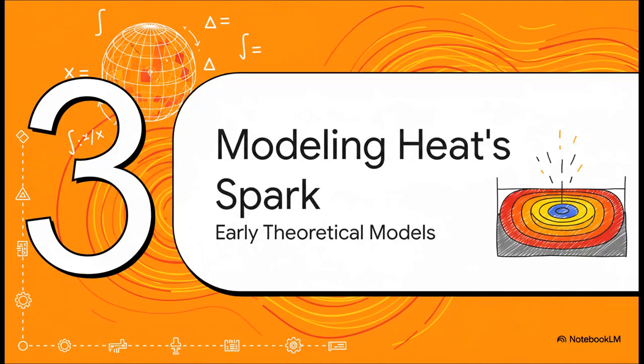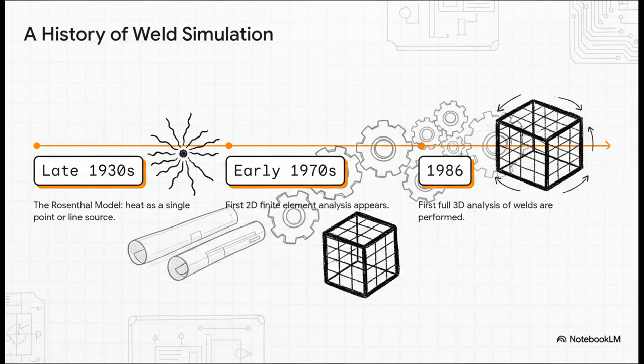But getting to that perfect digital twin, that was a long road. The journey actually started decades ago with the very first attempts to model the most basic part of any weld, the heat itself. And just look at this timeline for a second. This was not some overnight breakthrough. We're going from a purely theoretical model back in the 1930s to the first ever 2D computer models in the 70s, using a technique called finite element analysis, which is basically just a super clever way to break a huge, complex problem into thousands of tiny solvable little pieces. All the way to 1986 before computers were even powerful enough to try doing a full 3D simulation.